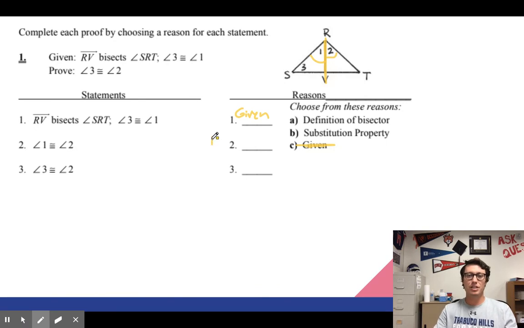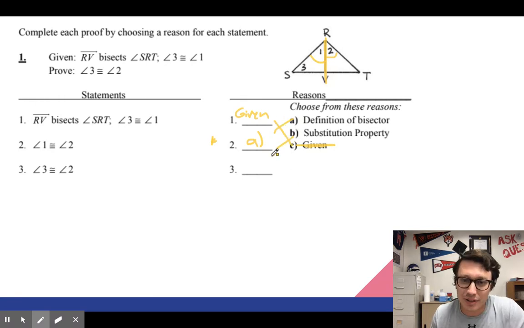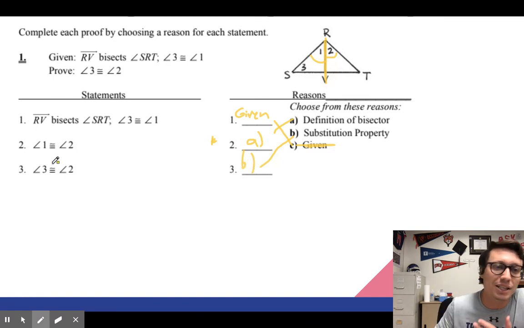And I already said the answer. It's definition. Oh, look at me, I don't even have to write the whole word. I can just write the letter. Definition of a bisector is A, right? Definition of a bisector given goes there, right? Which means that the last one, I don't even have to look, is B, but let's do it so that way I can explain why.